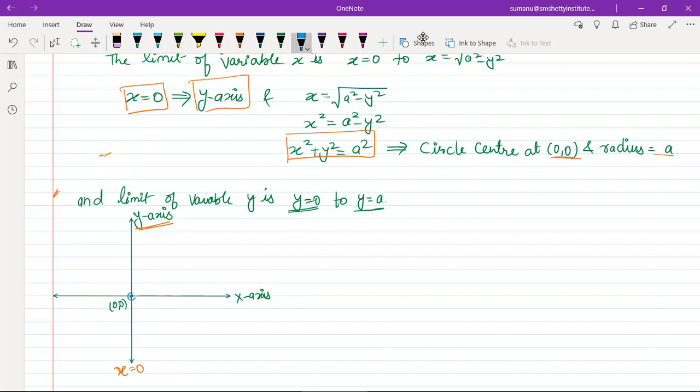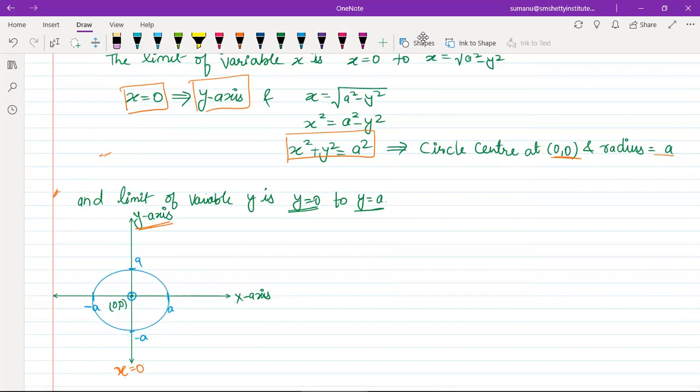So I'll plot the origin, which is over here, and the radius is a. How much distance am I going to travel on all sides, left, right, bottom and up, from the origin? a. So the right side would be a, the left side would be minus a, the up side would be a, and the downside minus a. Now connect all four dots and you're going to get a circle.